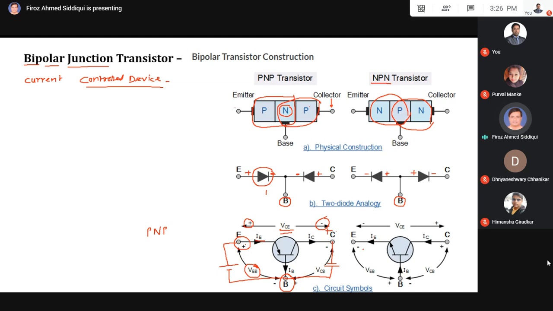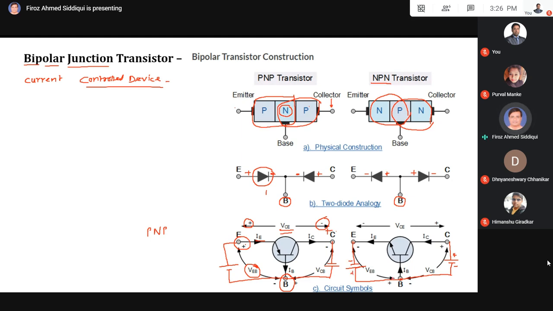Similarly, if we bias this transistor like this, the emitter is negative type. We connect the negative terminal of the battery to it and the positive terminal of the battery to the base, and the positive terminal of the battery to the collector and the negative terminal to the base. So the collector-base junction is reverse biased and the emitter-base junction is forward biased.